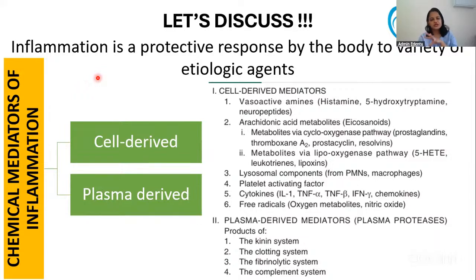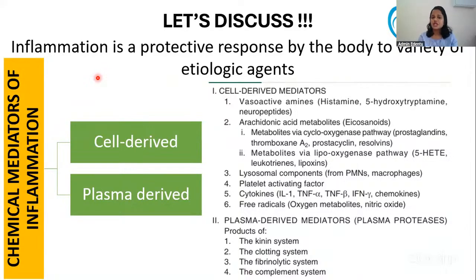Now, this inflammation involves lots of processes. There will be vascular changes and cellular changes happening: a transient vasoconstriction, then vasodilatation, then WBCs getting transported and immigrating, and then phagocytosis. Lots of processes are happening in inflammation. Now these processes are all mediated by certain chemicals.